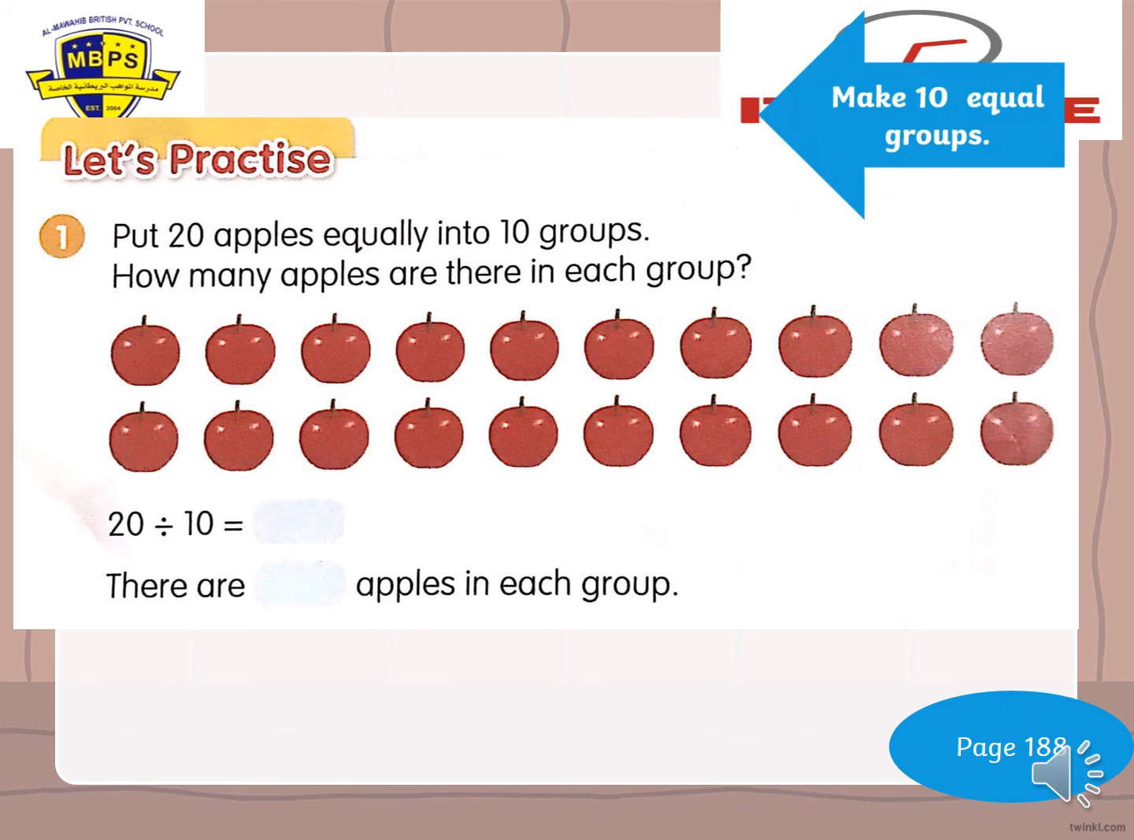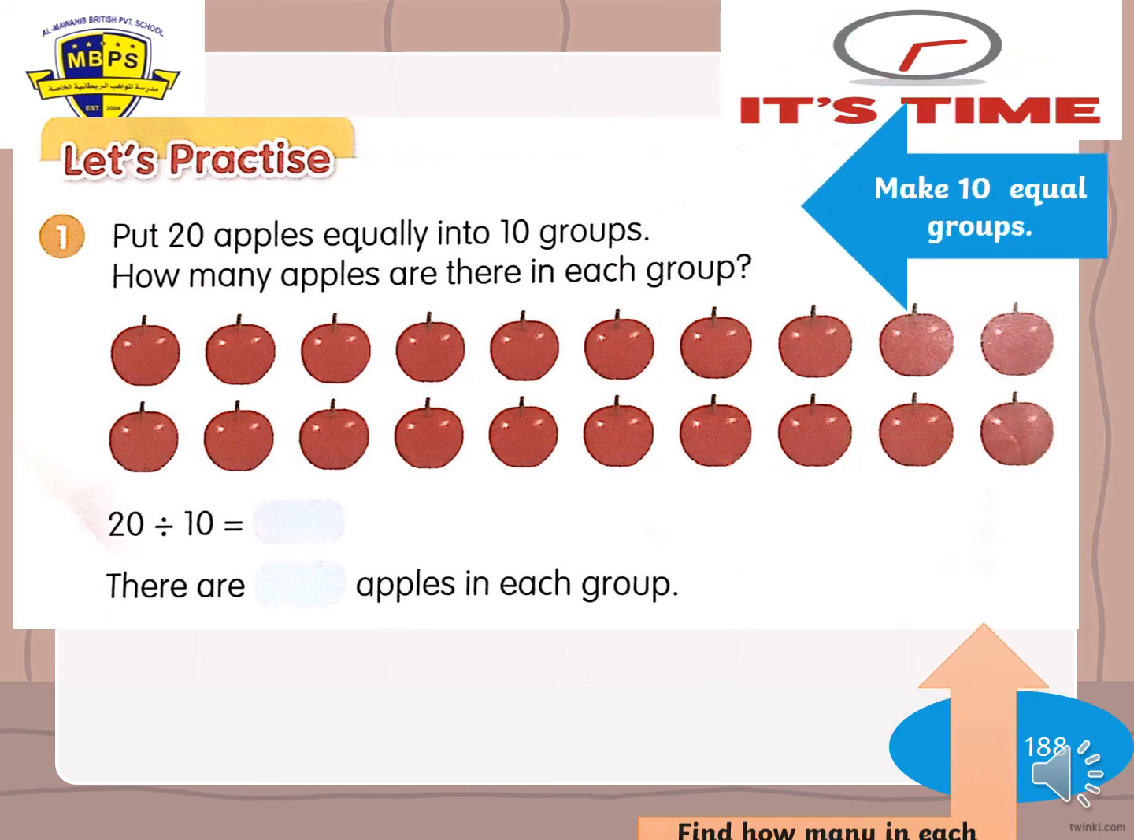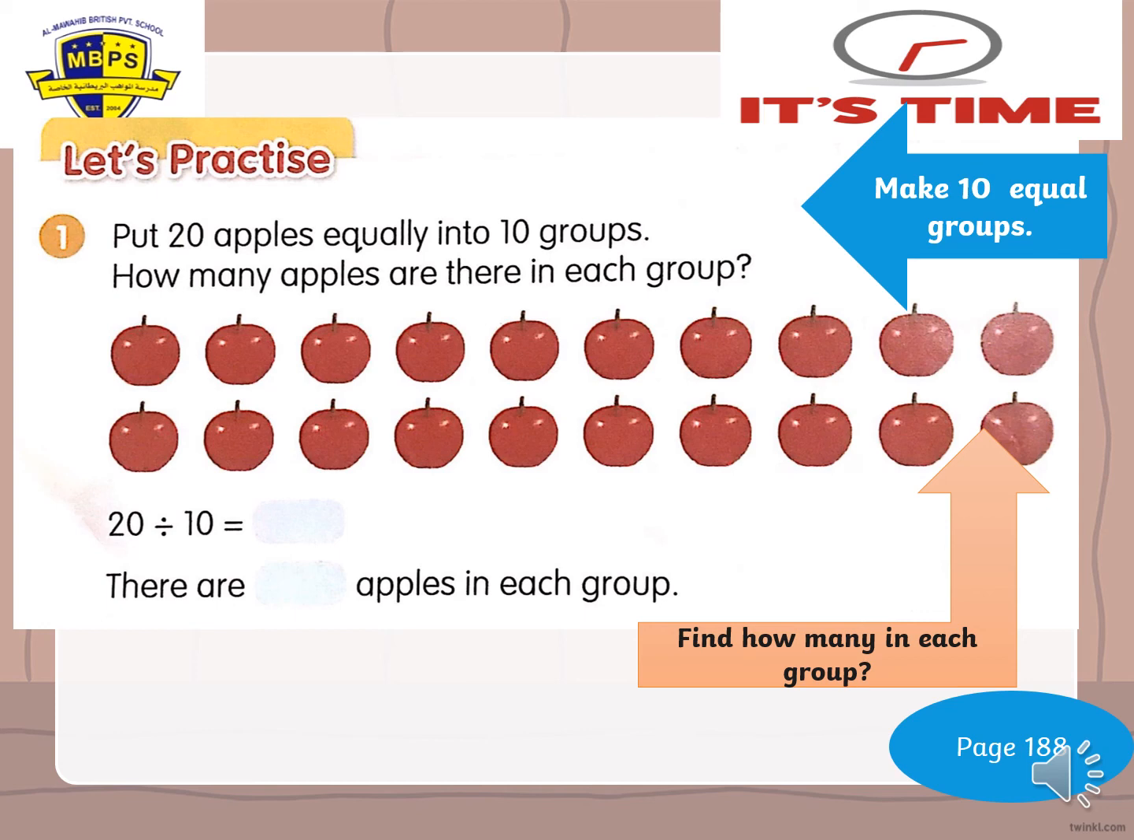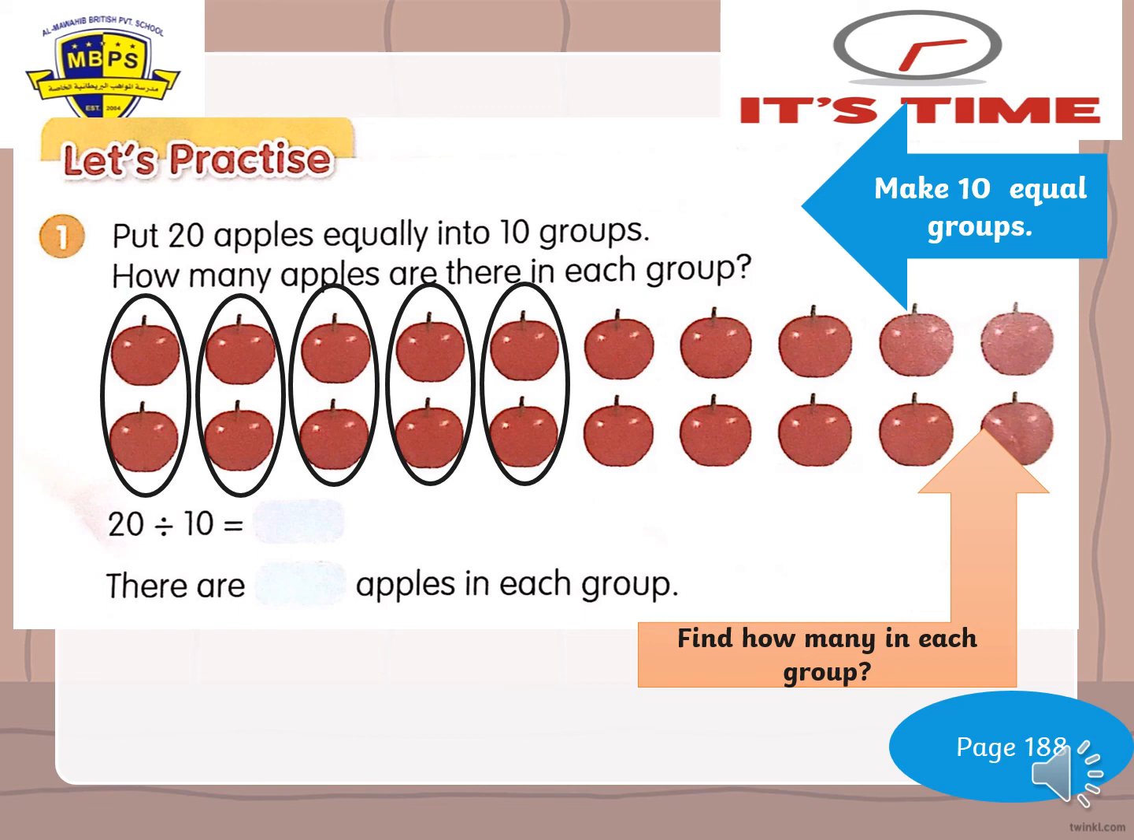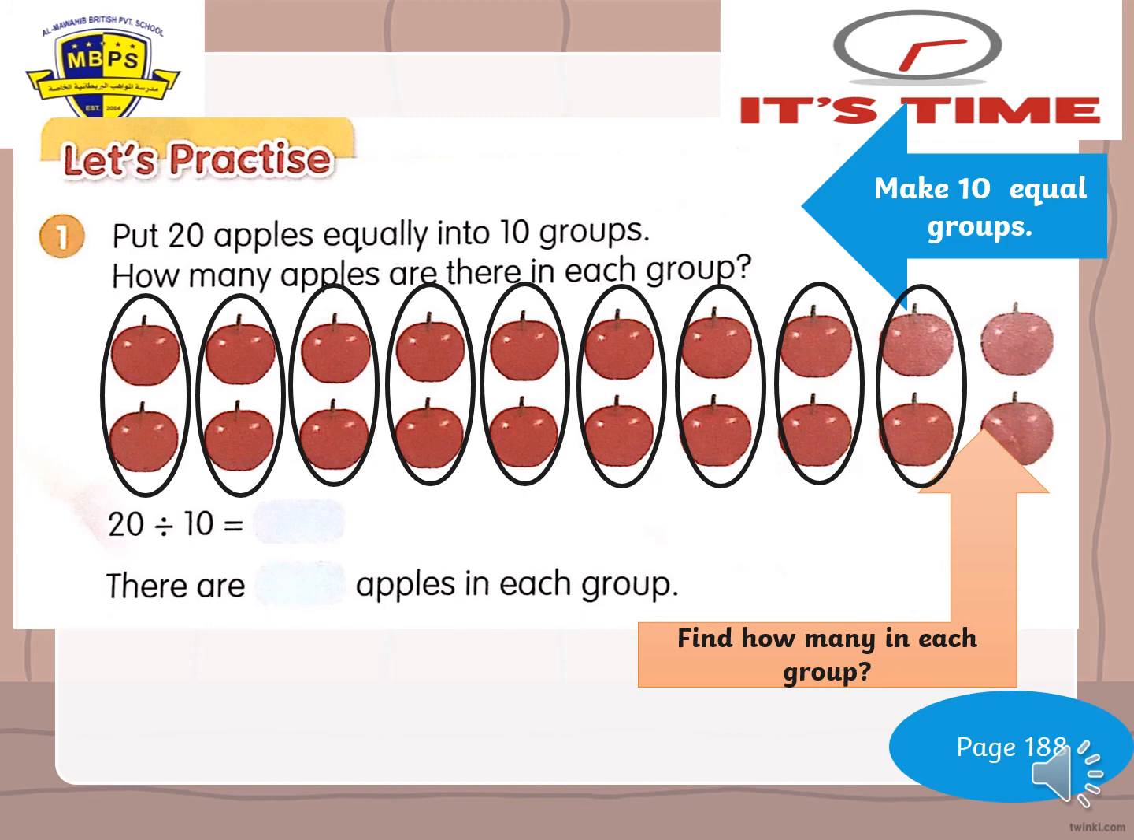Let's start to make 10 equal groups. And then we will find how many in each group. You hold your pencil and you start to make the groups with me. See? I'm making 10 equal groups. Look at the number of the apples. I finished. I make 10 equal groups. Now how many in each group? I have 2 in each group. So the answer of 20 divided by 10 equal 2.